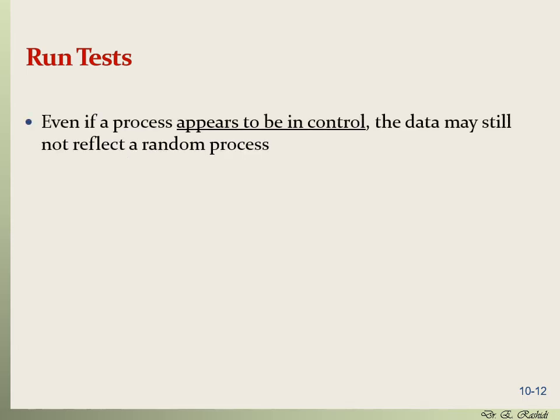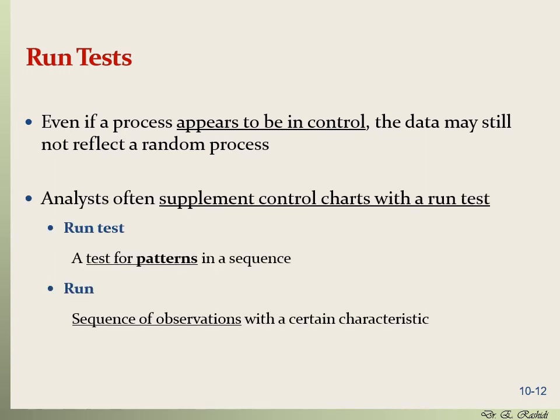Even if a process appears to be in control using the control chart, the data may still not really reflect a random process. That means that the variation in the process may not necessarily be natural or random if it passes the control chart, because the control charts test for points that are too extreme to be considered as random or natural. Those points that are outside of the control limits, the upper or lower control limits. So what can we do?